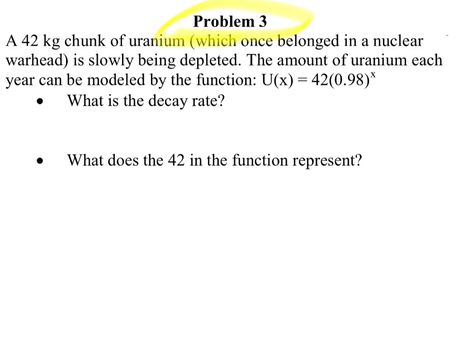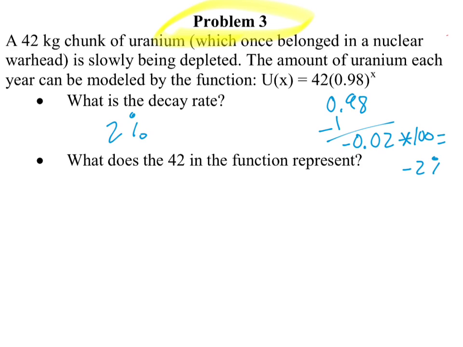Did you pause? Did you figure it out? If you got 2%, hooray, you win! Yeah, this right here is, well, 0.98. So if you take 0.98 and subtract 1, you're going to get negative 0.02, which, if you want to figure out what the percent is, you can just times by 100, and that's going to give you negative 2%. And the reason it's negative is because it's decaying, and so we're going to throw off that negative there. And it's a 2% decay, or it's losing 2% each year. So there you go, 2% decay rate.